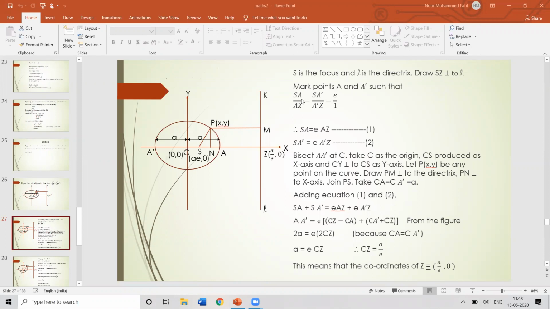So directly we are making use of that ratio here. SA divided by AZ is equal to SA dash divided by A dash Z, which is equal to E divided by 1. If I consider the first case, SA divided by AZ is equal to E divided by 1. If I take AZ to the other side, it will become multiplication. So SA is equal to E into AZ.